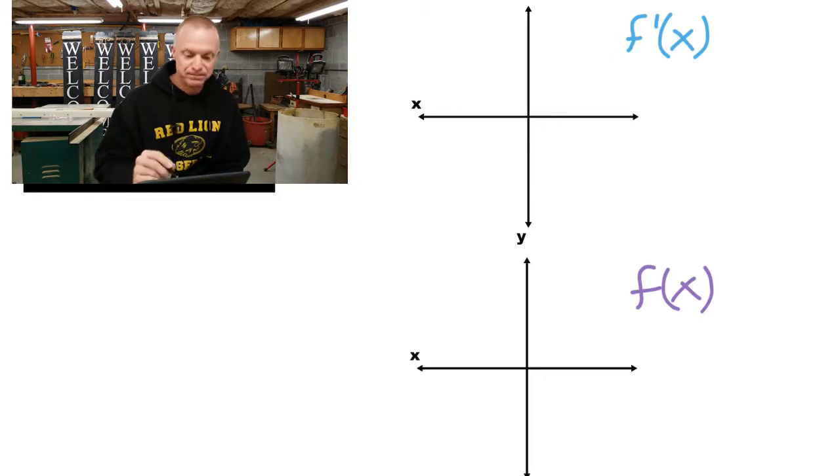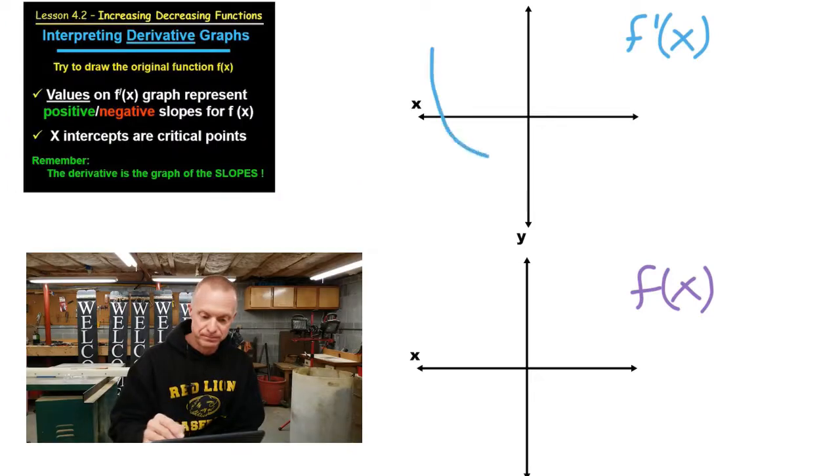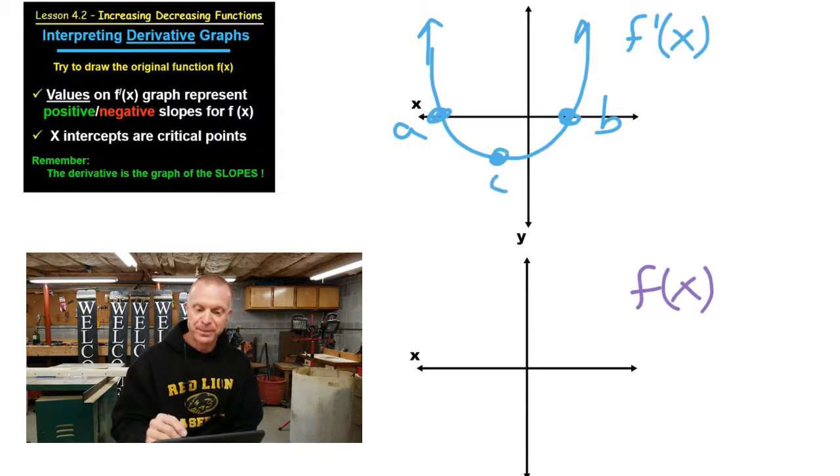Ready to try another one? How about this derivative graph? And I'm going to label some points here as A, B, and C.